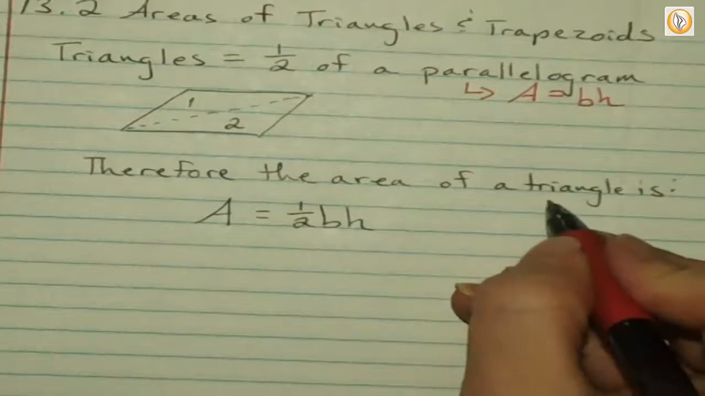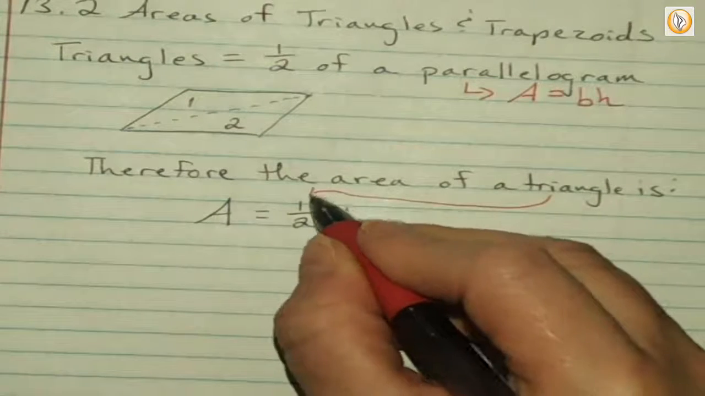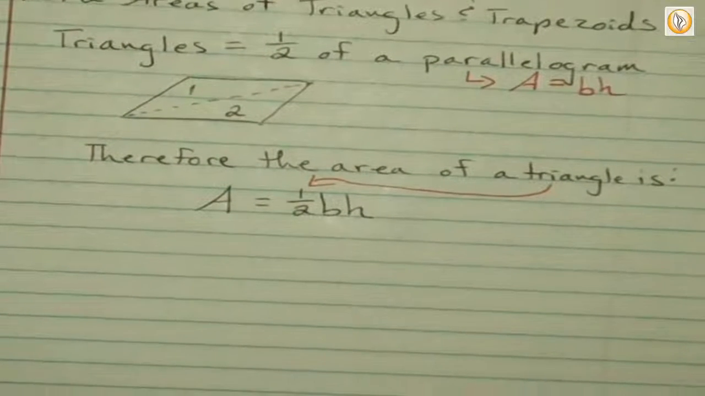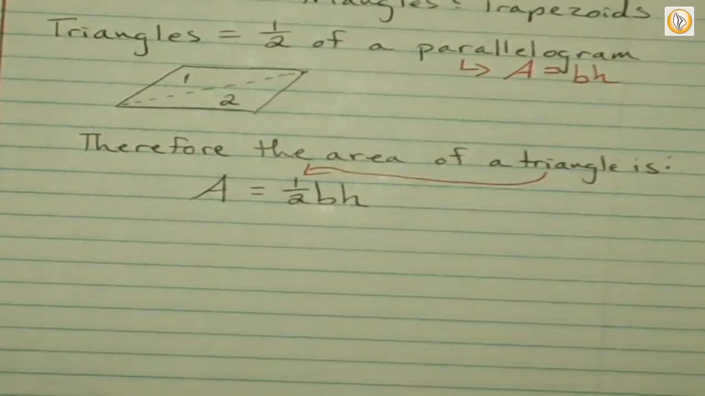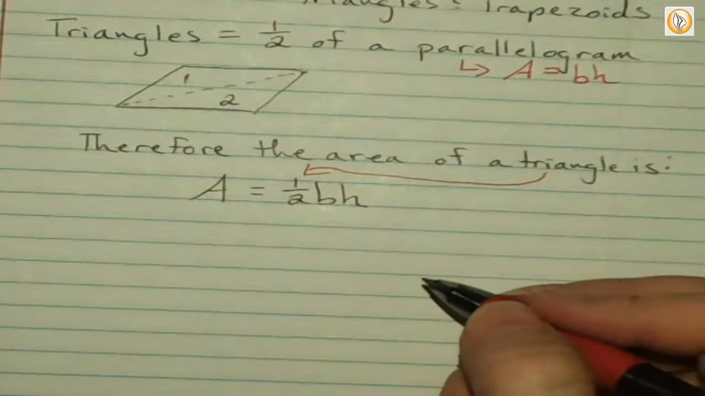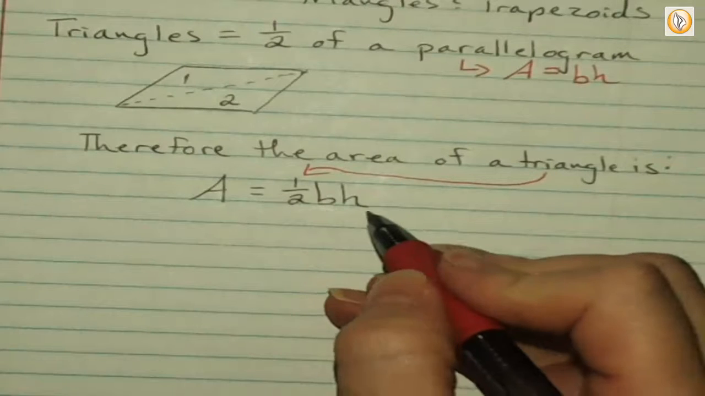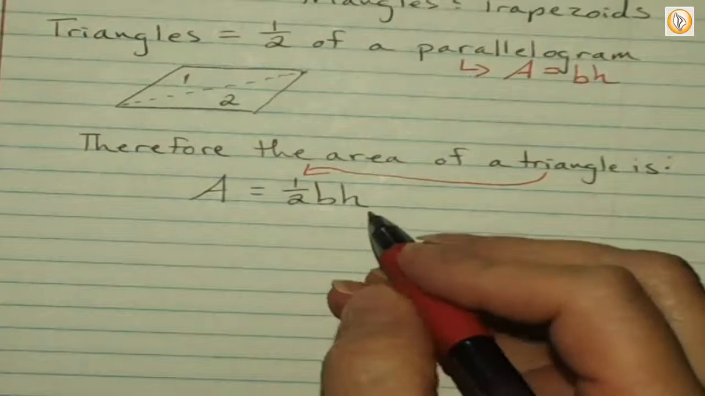Wait, can you multiply base times height and divide it by 2? Absolutely. Good question. In fact, that's usually what I do. I do base times height and then divide it by 2. Or you can multiply by half, either way. And you know that B is your base, H is your height.